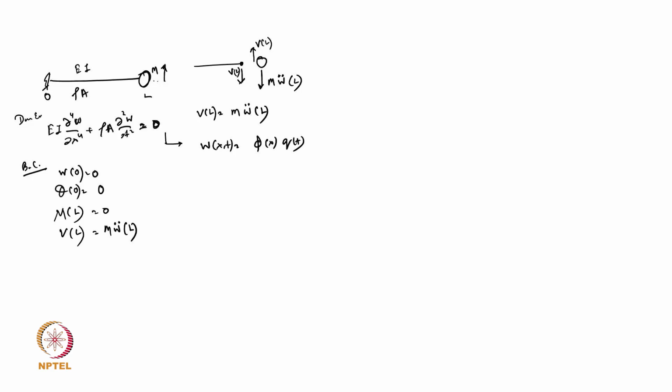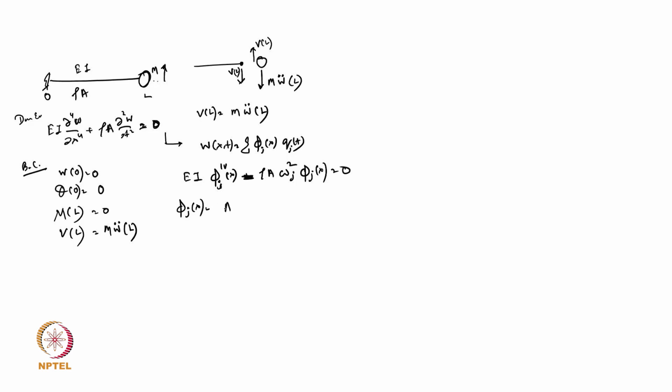Now if you substitute back here, EI phi fourth derivative in x plus rho A omega_j squared phi_j. I am putting j because there is a summation, as we have discussed that we can write it in the summation form, and that will be equal to 0. So each term we can assume to be 0.